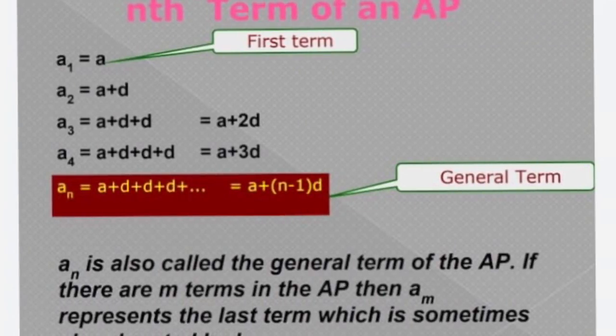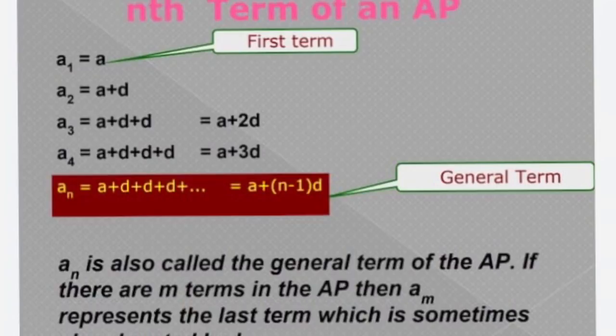Now let us derive the nth term of an AP. Let A be the first term, then according to the definition of an arithmetic progression, the second term should be A plus D. The third term should be the second term plus D, which is A plus D plus D, A plus 2D. The fourth term should be the third term plus D, which is A plus 2D plus D, A plus 3D. Now, the first term is A. Here the term containing D is 0. Therefore, the coefficient of D is 0.